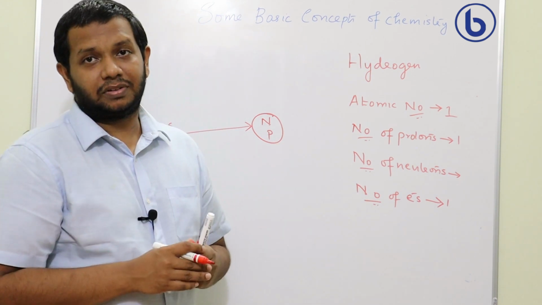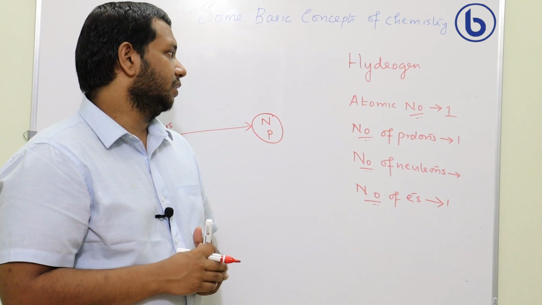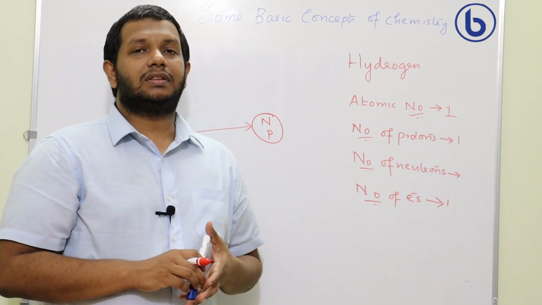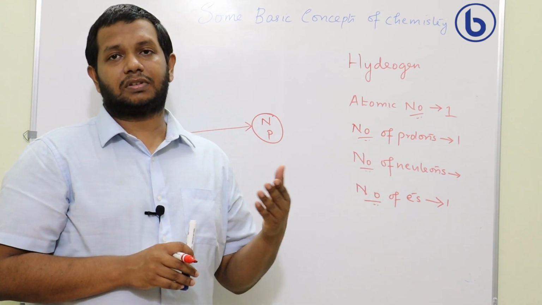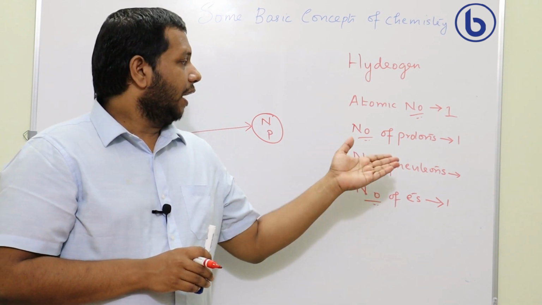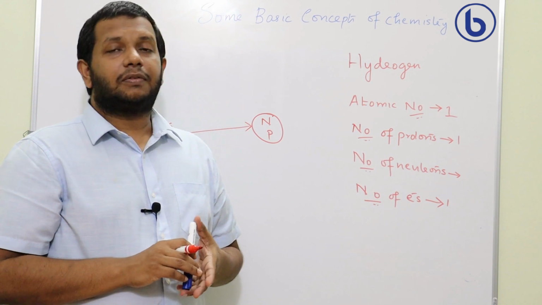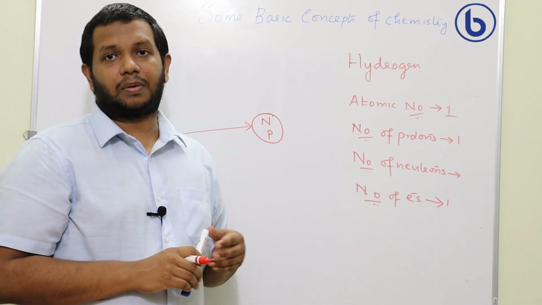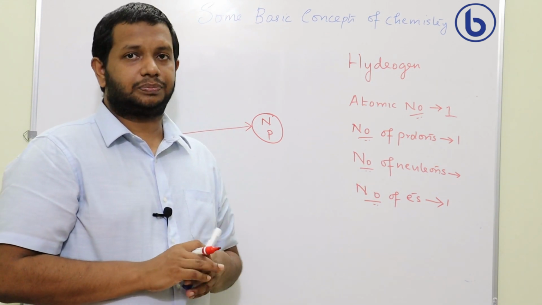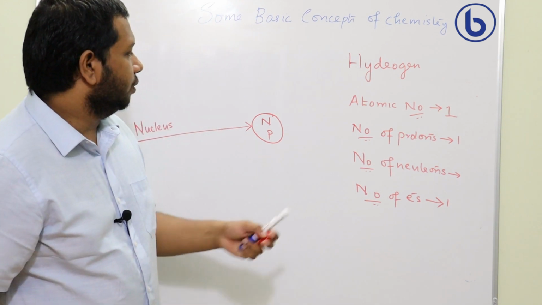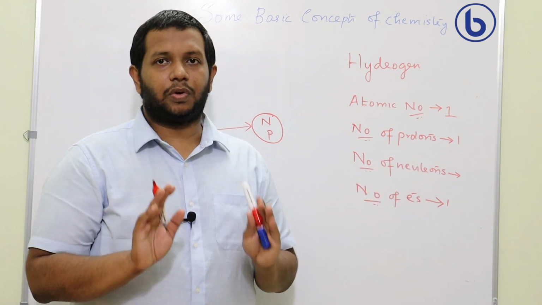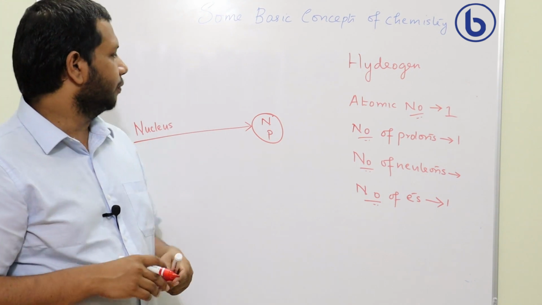Then how will you calculate the number of neutrons? You might know the mass number of hydrogen, and you could subtract it and get the value. So we will hold this. Wait, we will first introduce the concept of this.